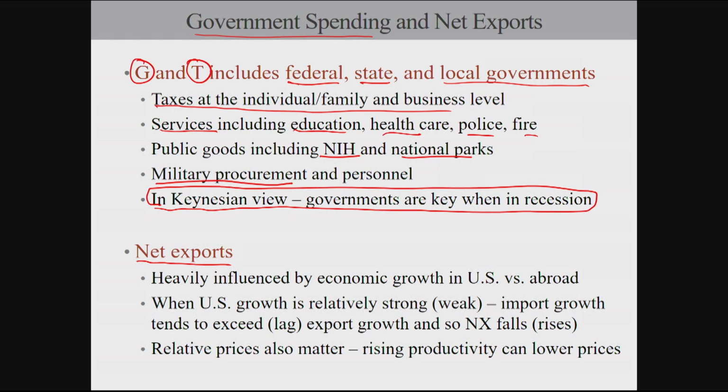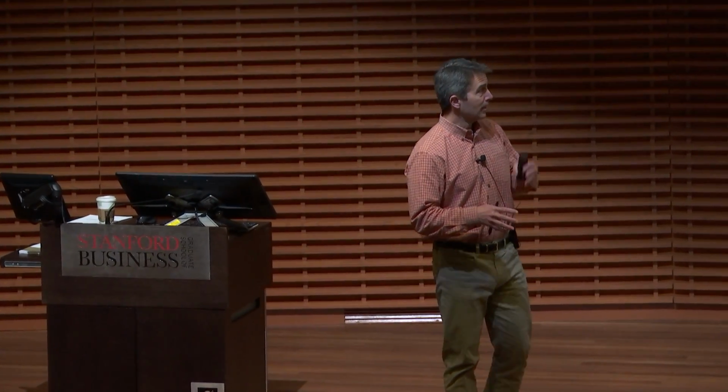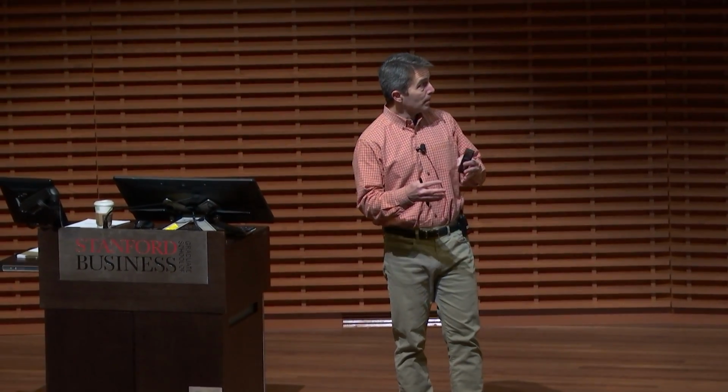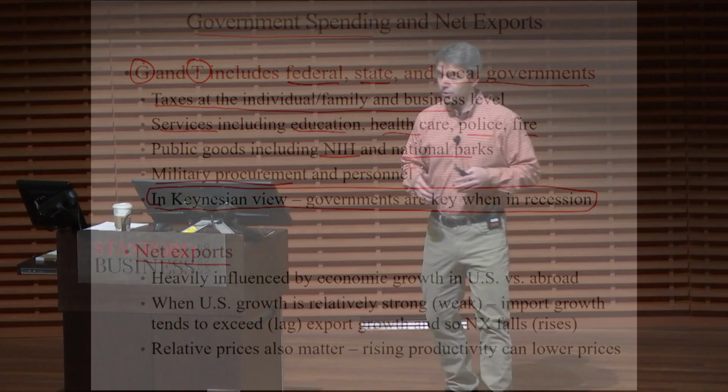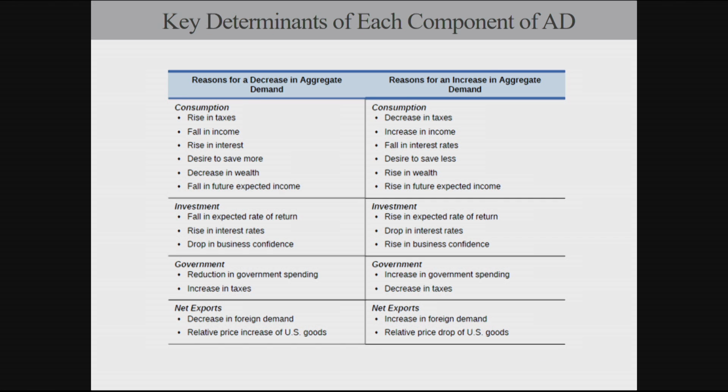Okay, net exports are heavily influenced by economic growth in the U.S. and abroad. So if the U.S. economy is growing much more rapidly than the economy in other countries, that's going to tend to raise our imports and lower our exports. So net exports are going to fall, and relative prices can also matter to influence this. If we're becoming more and more productive, that's going to be a spur to our exports.